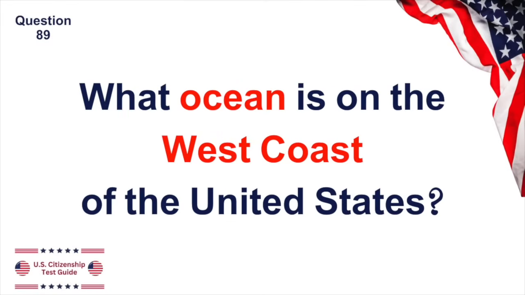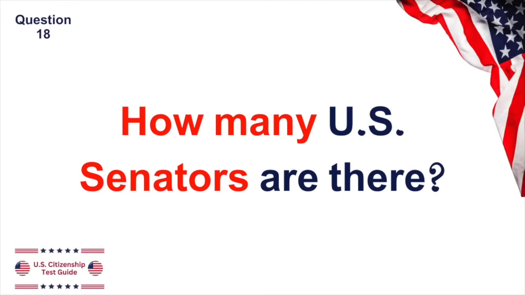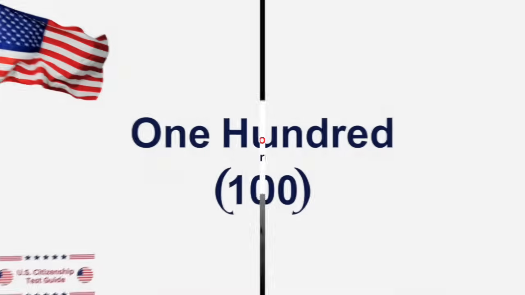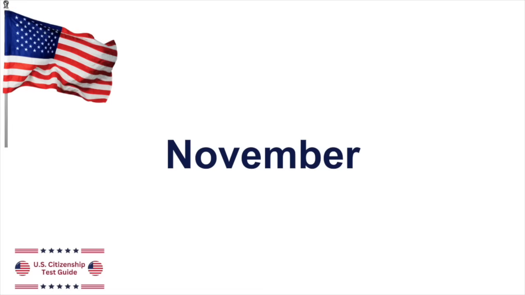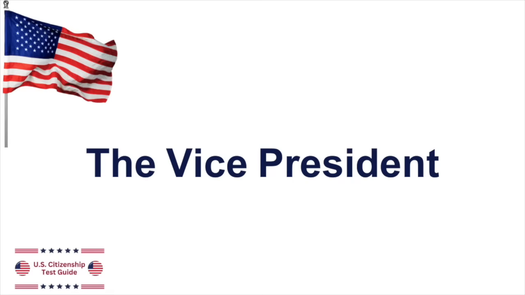What ocean is on the west coast of the United States? Pacific Ocean. How many U.S. senators are there? 100. In what month do we vote for president? November. If the president can no longer serve, who becomes president? The vice president.